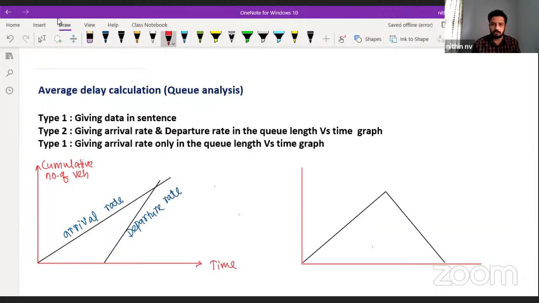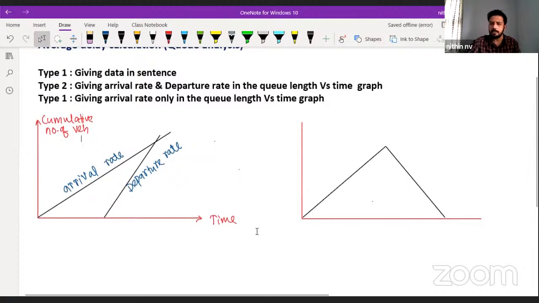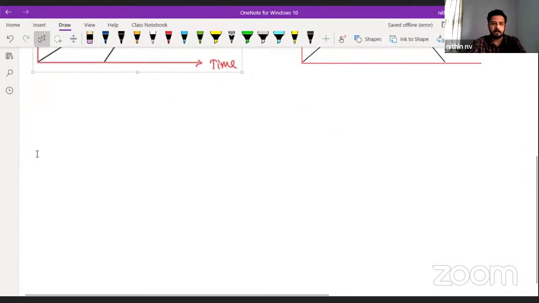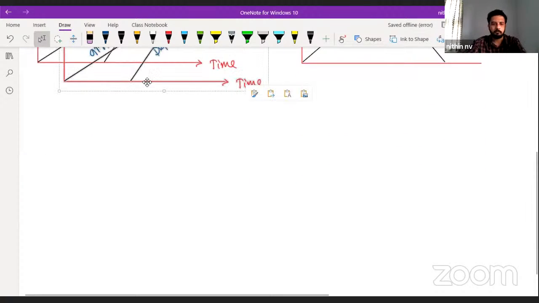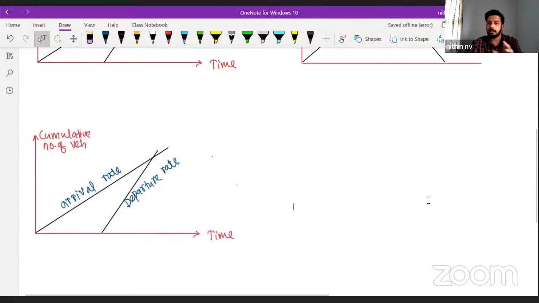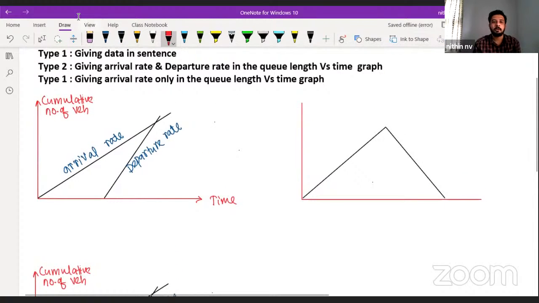If they are giving such questions, and if they are asking us to calculate what is the average delay per vehicle, it is very easy to calculate actually. If I am simply taking that graph here for explanation. Yes, before that I will tell you what is the second one. They will give you the arrival rate, but the second one is not at all the departure rate. If it is departure rate, that also will keep on increasing. Okay, that I will tell you later.